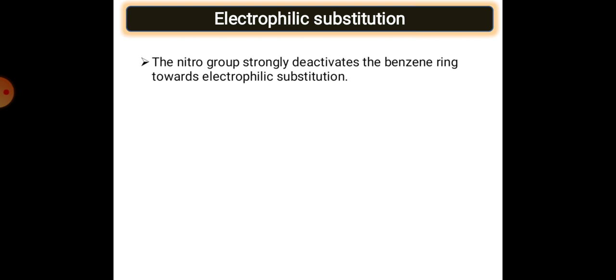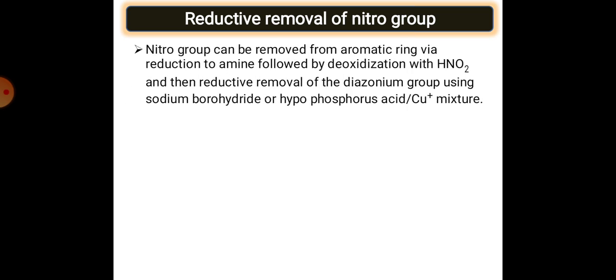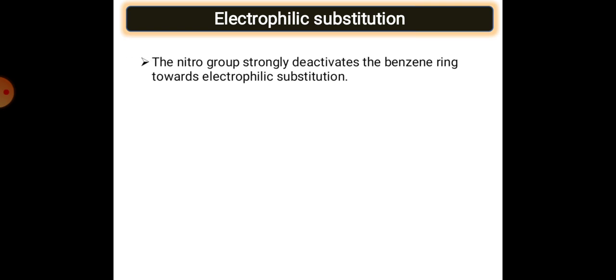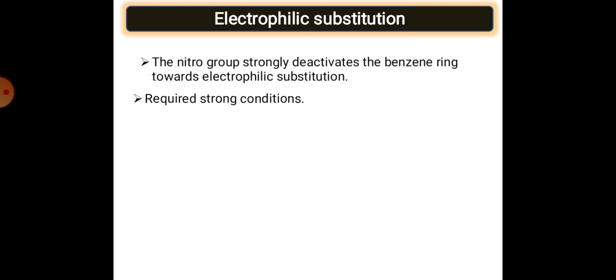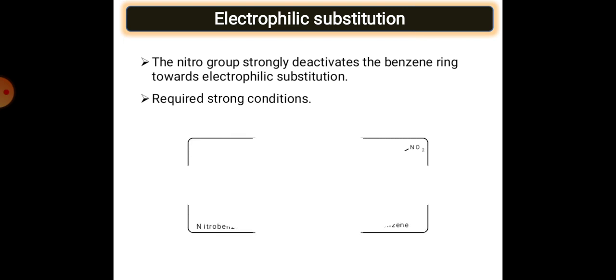But due to the nitro group attached to that benzene, it shows a deficiency. Why? Because the NO2 group has the tendency to withdraw electrons. Now just recall the resonating structures of nitrobenzene. The nitro group deactivates the benzene, withdrawing electrons from the benzene particularly. So benzene becomes deficient, and if you see the resonating structures of nitrobenzene, we see that positive charges are developed on the ortho and para positions, and that's why benzene is deficient, so it requires strong conditions.